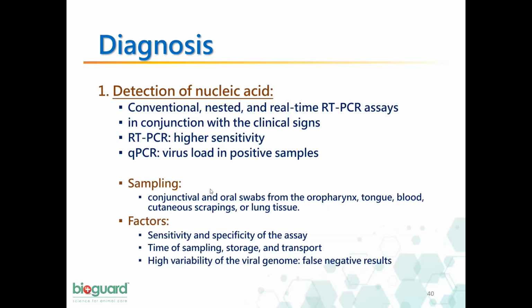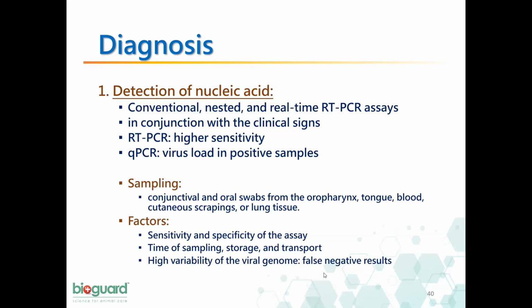positive samples. And also the sampling is the same as mentioned before, through conjunctival and oral swabs from the tongue area, oropharynx region, blood, or lung tissues. The factors affecting PCR, RT-PCR in this case, are of course the sensitivity and the specificity of the assay, and also the time of sampling, depending on other factors such as storage and transportation. Also, high variability of the viral genome can give you false negative results.